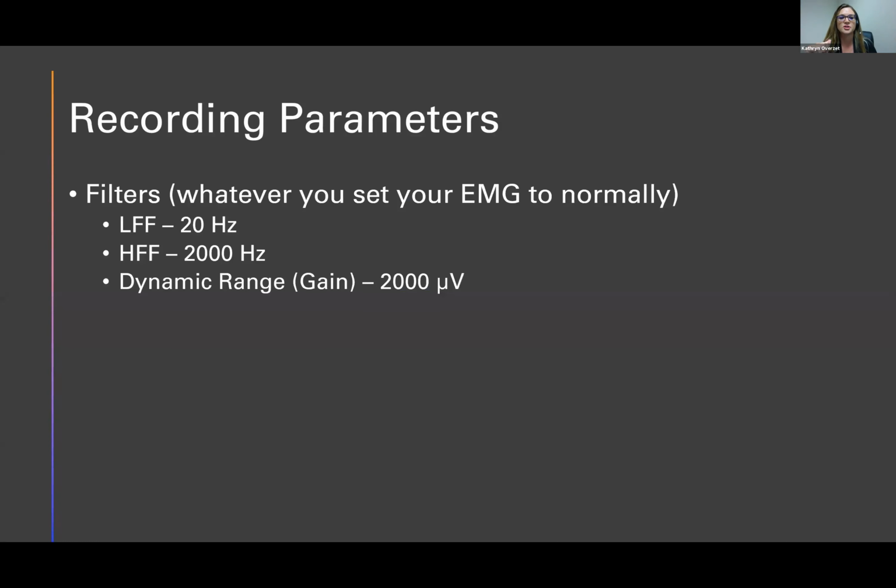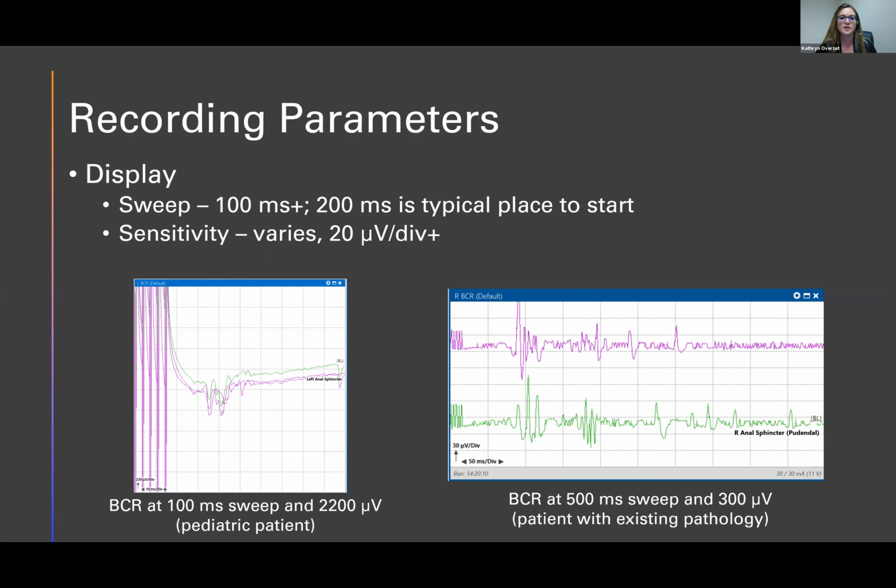So your recording parameters are very simple: whatever you set your EMG to normally. The display sweep, 200 milliseconds is a typical place to start. However, I would say these can vary greatly based on age and pre-existing pathology. So you have to be prepared to troubleshoot, be prepared to be looking for a later response if you aren't seeing it on your screen. And same with the sensitivity. You could have an enormous response that's jumping off the page and you need to scroll down, or you could have a response that's so small that you need to increase that.